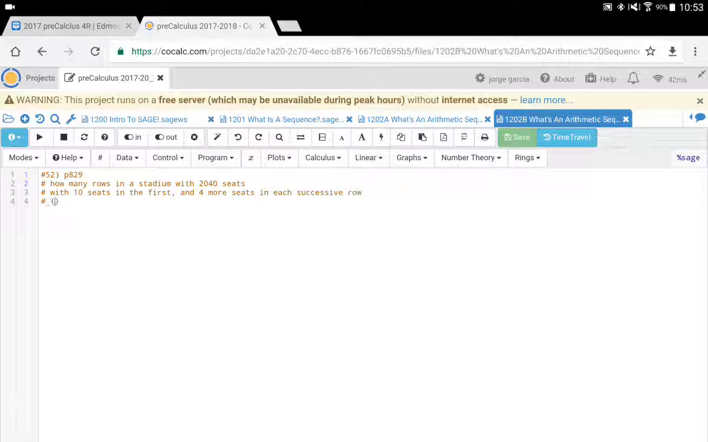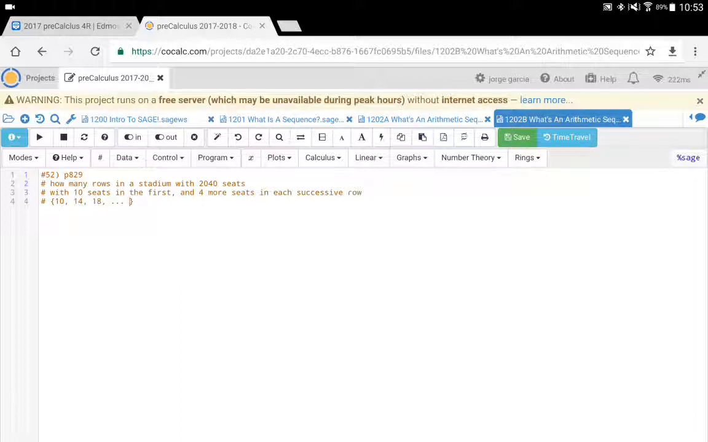If we write a little sequence of the number of seats in each row, the first row had 10 seats, then 4 more, 14, then 4 more, 18, and so forth. So the problem is we don't know how many rows there are. How do we figure that out?